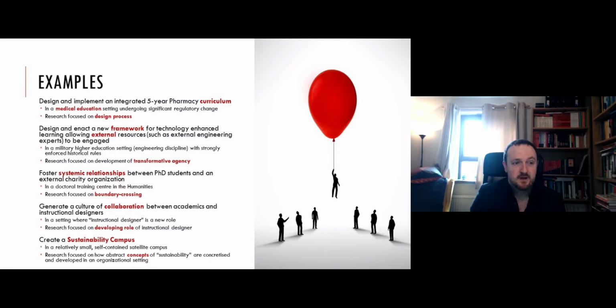Another one, which was a PhD student of mine who's now finished, was about designing a new framework for technology enhanced learning in a military training establishment, a military education establishment, that was all about allowing these people who were training to be military engineers to collaborate with external experts. And here what we were doing was dealing with strongly enforced historical rules. Think about military settings. You can't get much more hierarchical than that. People literally have military ranks.